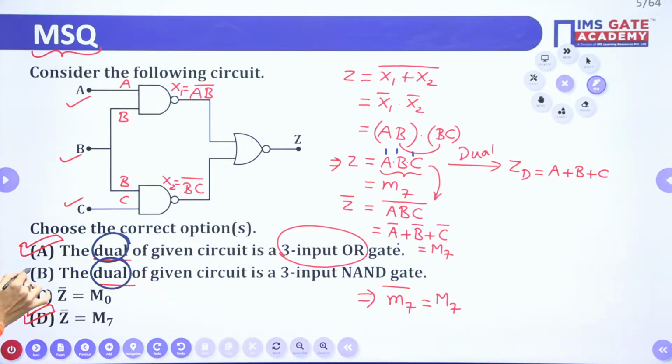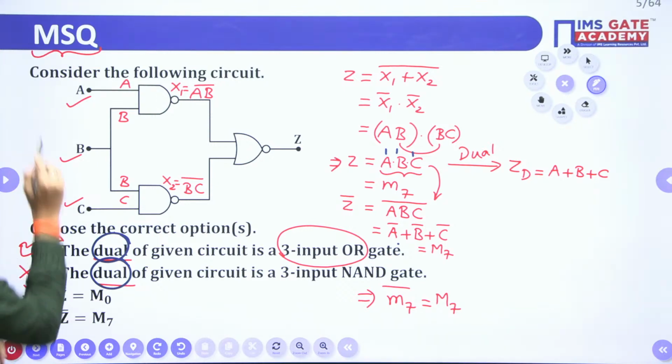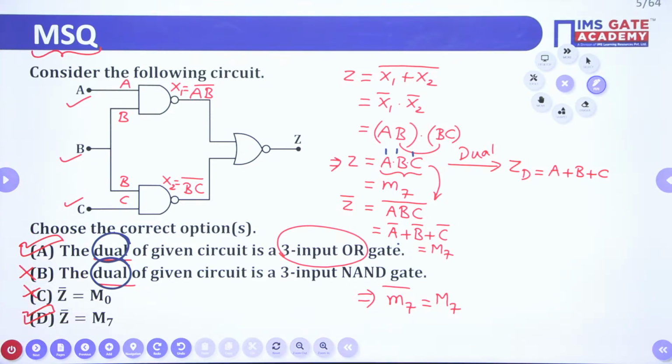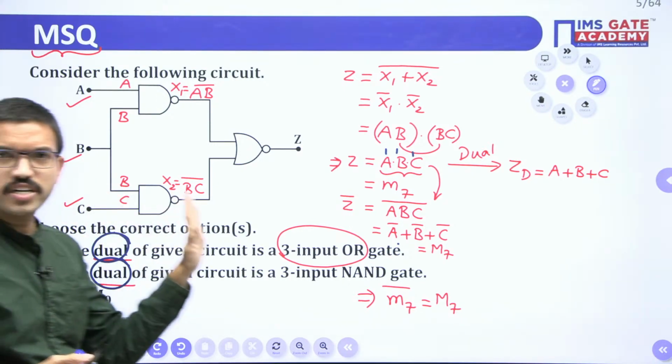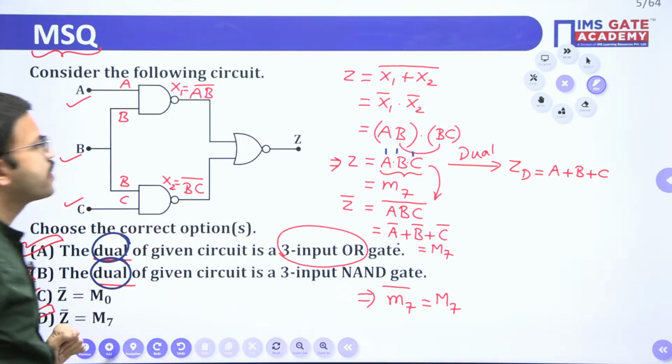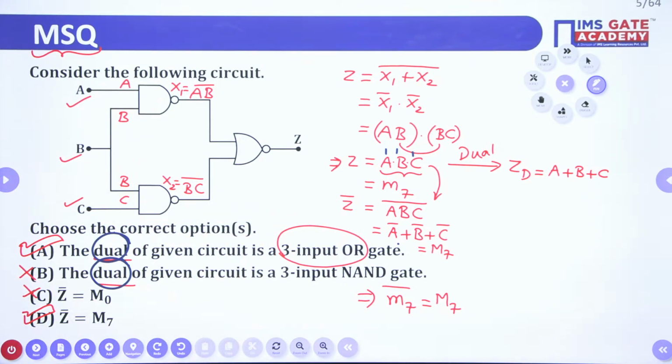So that means option B is not correct. Only 2 choices are correct, option A and option D. So the answer for this question is option A, option D. This is one method. Whatever we have discussed, this is the general method. Now I will discuss one more method.